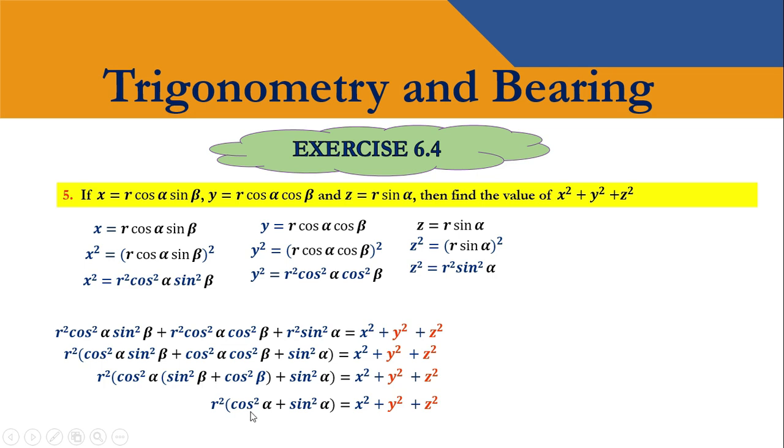Now putting the value of this, we will get this final expression, sin square alpha plus cos square alpha. This is again a Pythagorean identity which is equal to 1. So putting the value again, we will get r square is equal to x square plus y square plus z square. So the value of x square plus y square plus z square is r square. So this question is completed, and this is the last question of exercise 6.4.